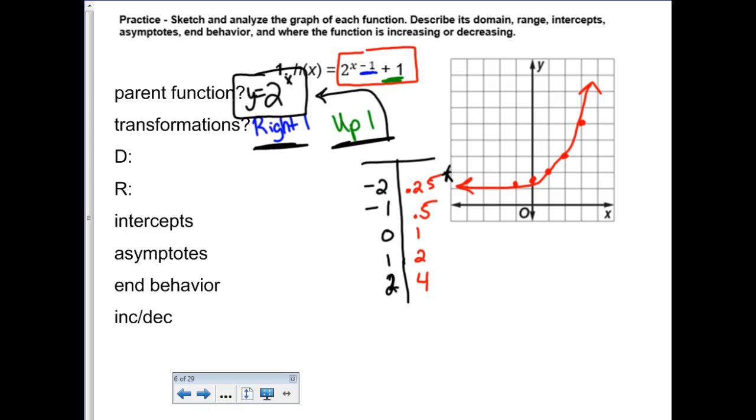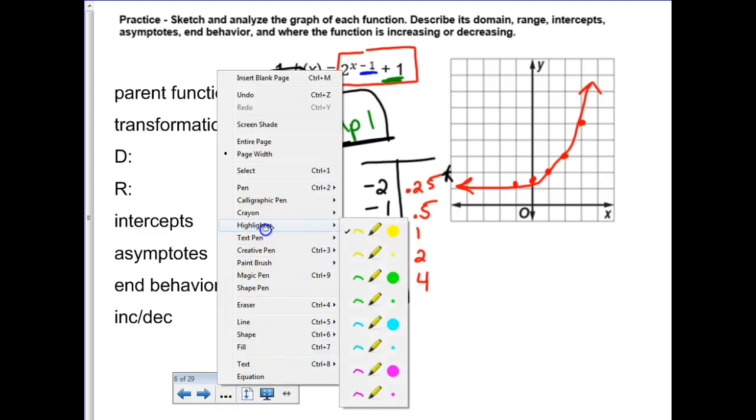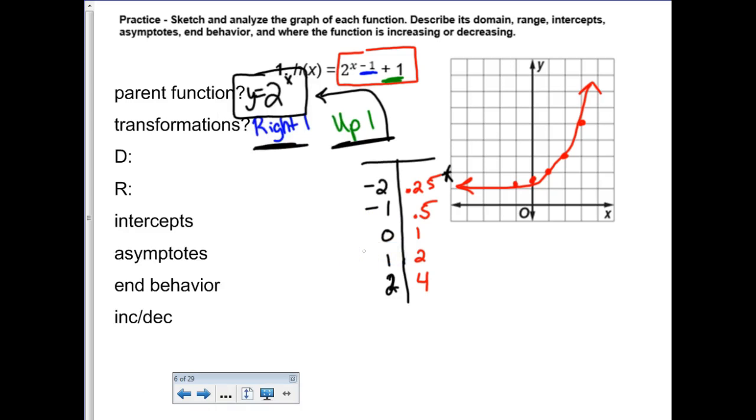A couple things to note though. The horizontal asymptote is no longer at the x-axis or at y = 0. Where is the horizontal asymptote located now? It's located up here at up 1. Or at y = 1, we would call that. Very good. So which part of the transformations moved the horizontal asymptote? Did the right shift move the asymptote, or did the up shift move the asymptote? The up one. Very good.